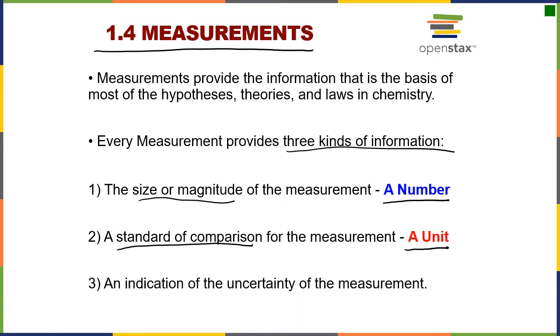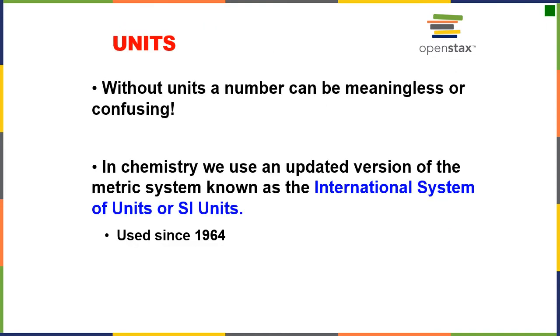And then we also have an indication of how well we know the measurement, or the uncertainty, which is going to be in the number of significant figures, or sig figs as we call them for short. So number, unit, and then how well we know the measurement. A measurement without a unit is pretty much meaningless. So, for example, if I just told you you had 15 of something, you'd go, 15 what? Is it 15 cups? Is it 15 pounds? We have to have a number, and we have to have ourselves a unit.